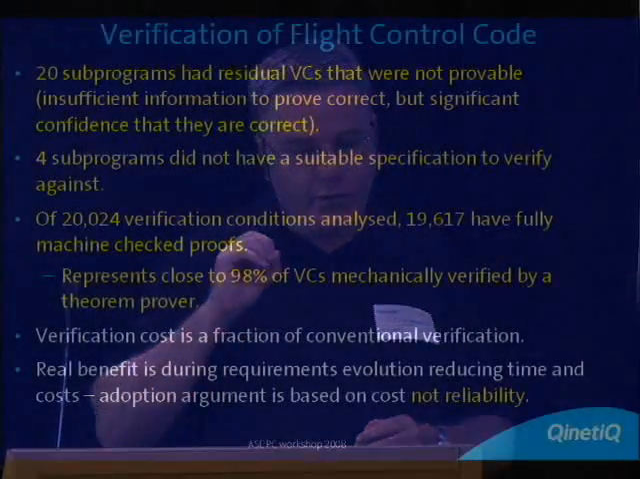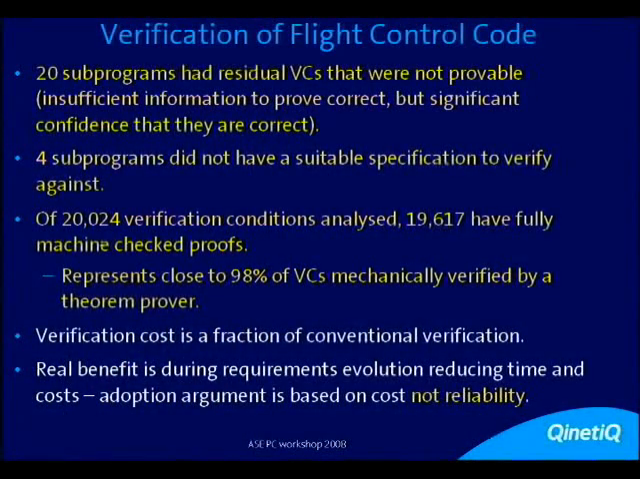It's gold plating. Well, I think what we can see is that if you bound it, scope it, and you automate, which you should be able to do with formal verification, then actually you can reduce the cost tremendously and it becomes an industrially usable technique. And I say the real benefit is during requirements evolution, because you reduce the time and the costs. So the adoption argument for these techniques is based on cost, not reliability.